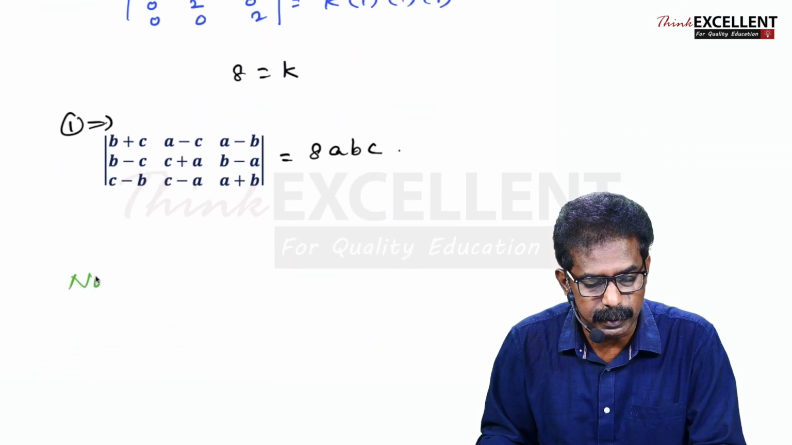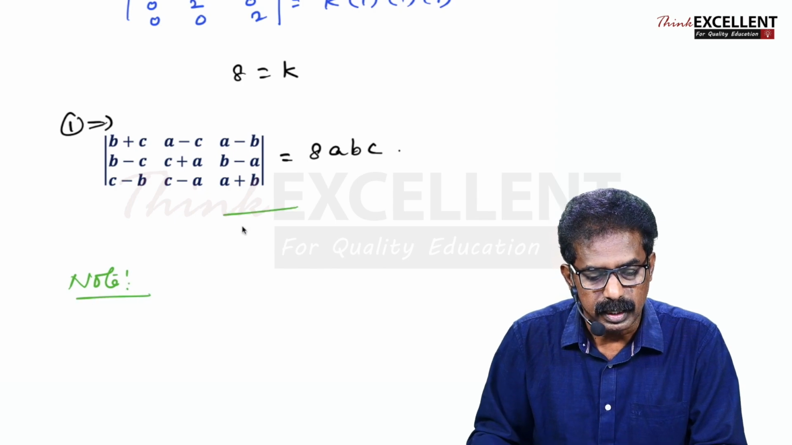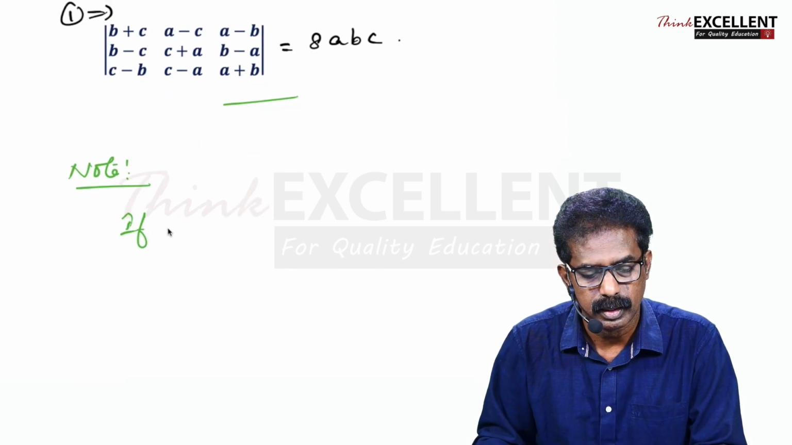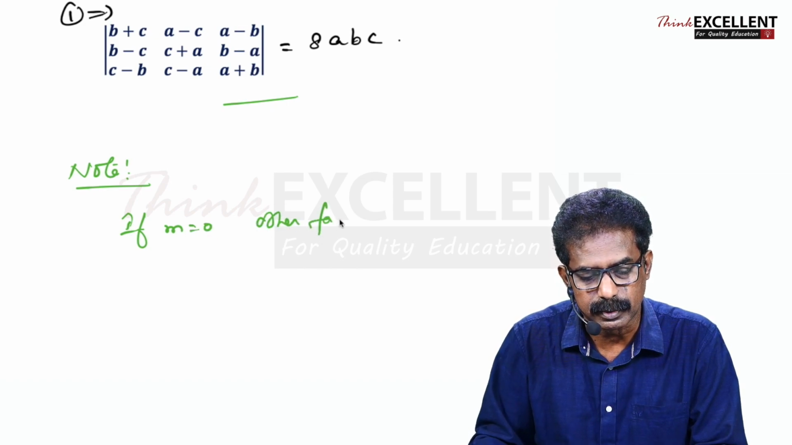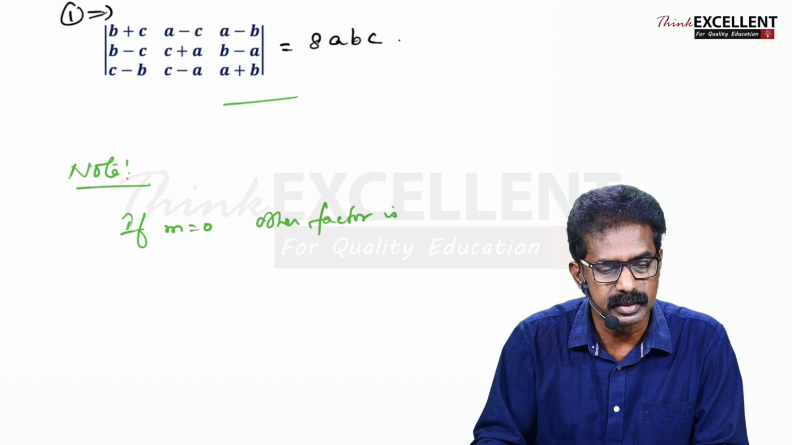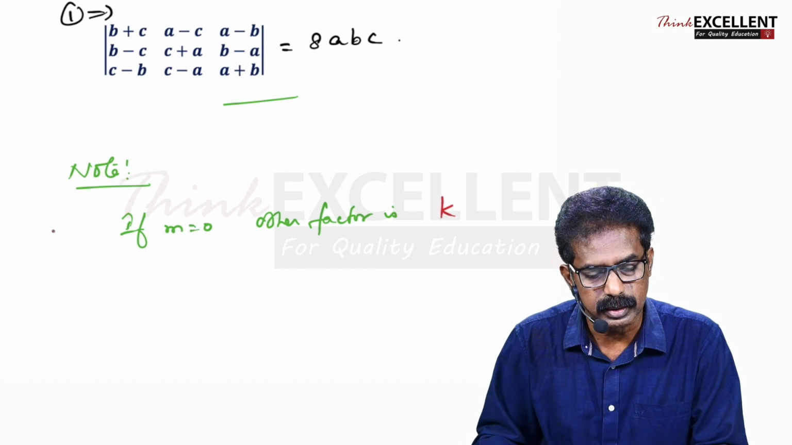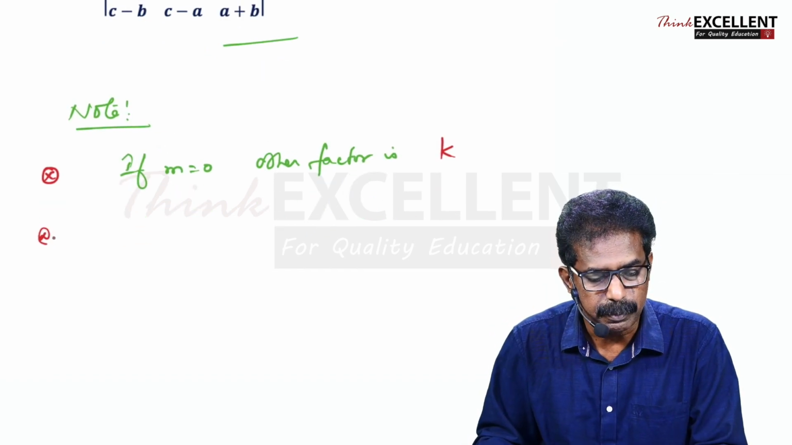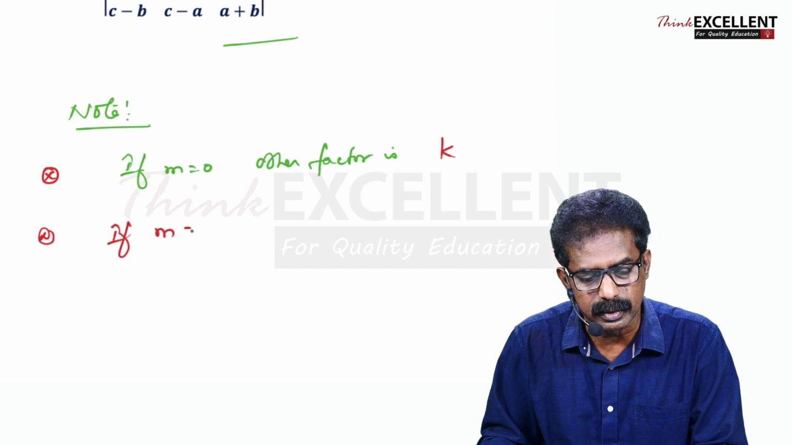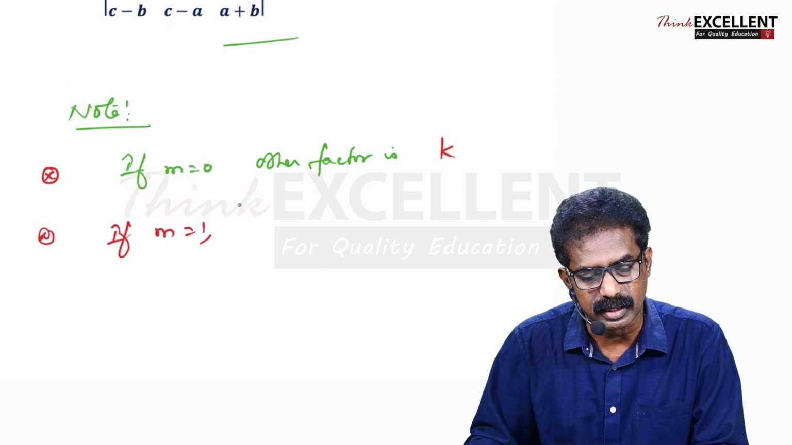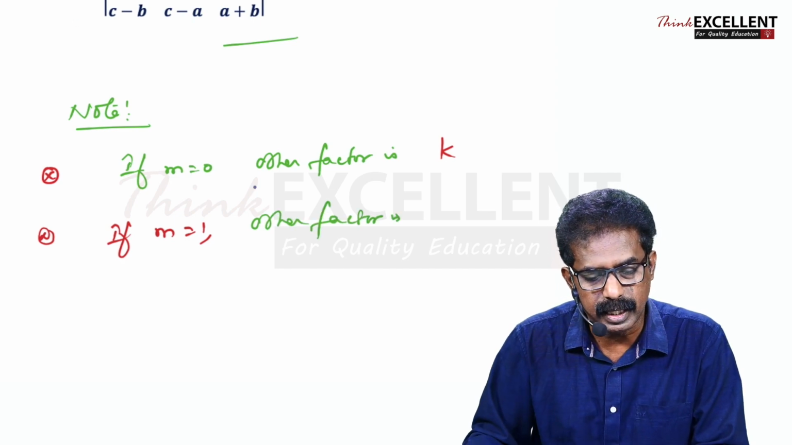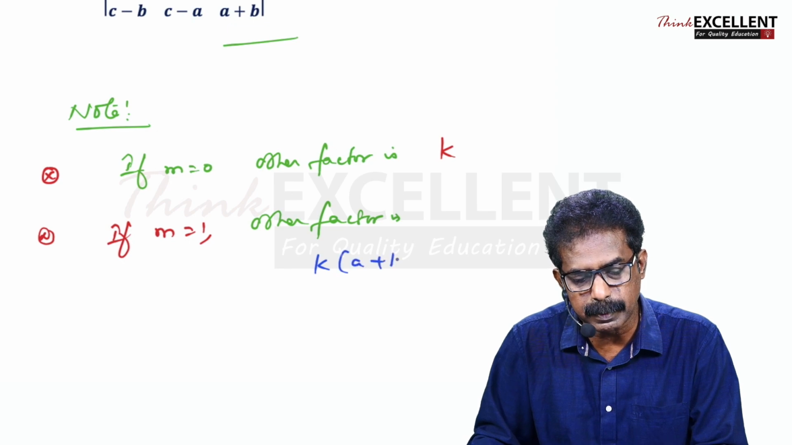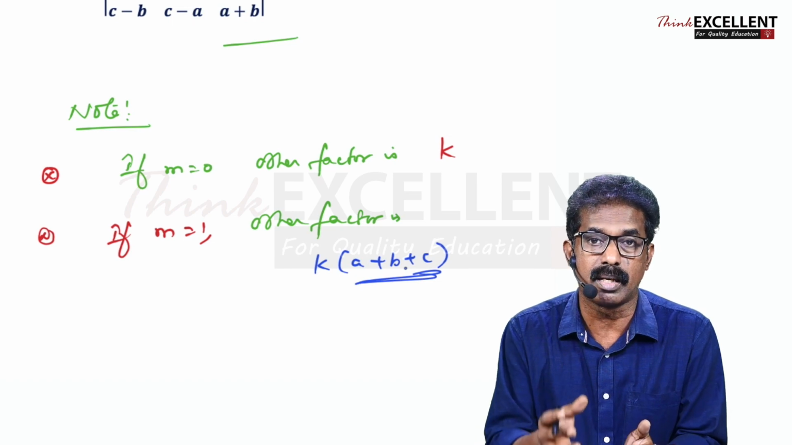Now please listen here. If the difference M equal to 0, the other factor is K. That's what we used in this sum, right? Suppose M equal to 1, what is the other factor? The other factor is K into A plus B plus C, because the degree difference is 1, no? So to compensate that 1, you have to add some variable.